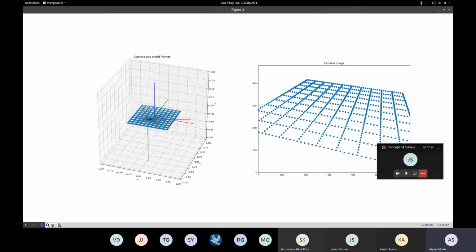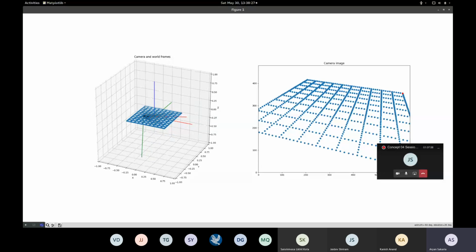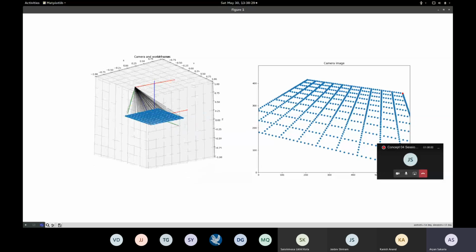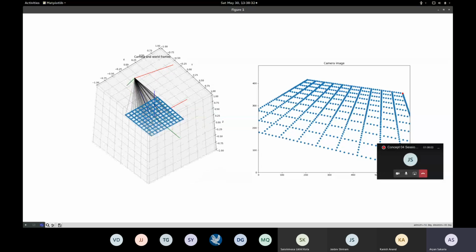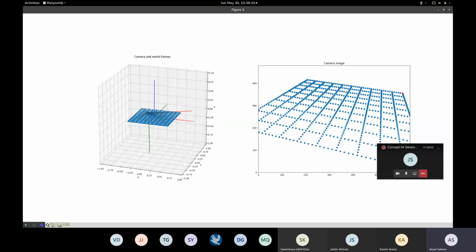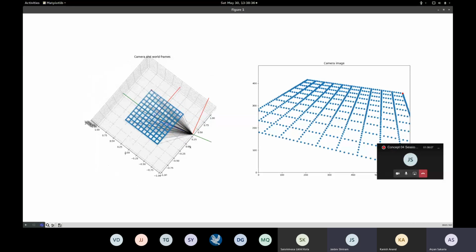Can you guys see this? Guys, can you see this? Yes. I am not able to zoom into this.